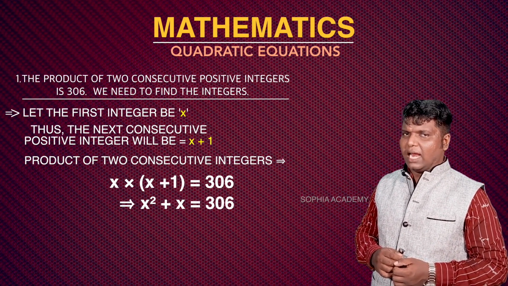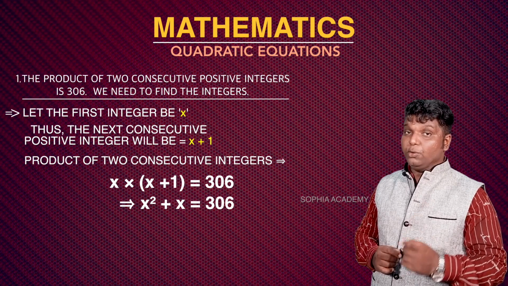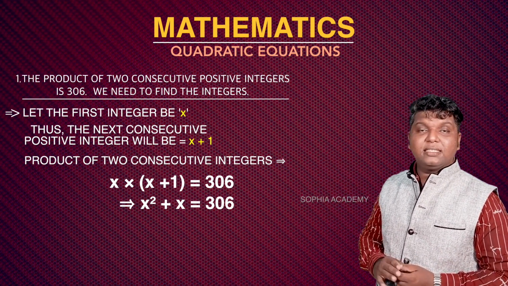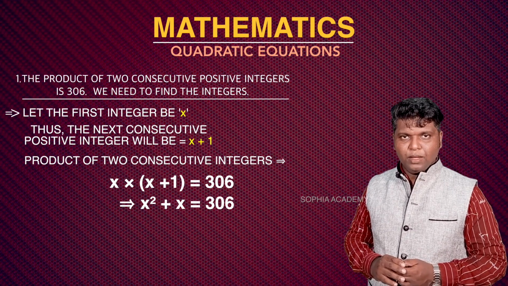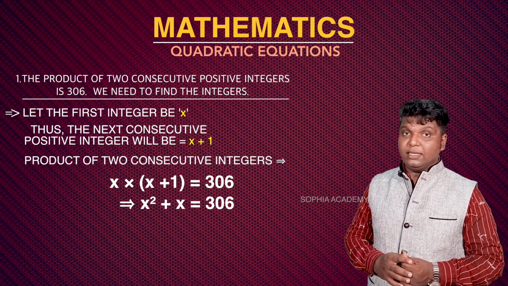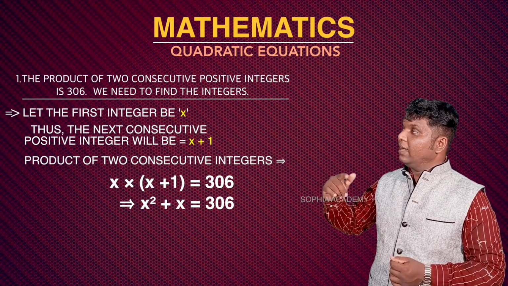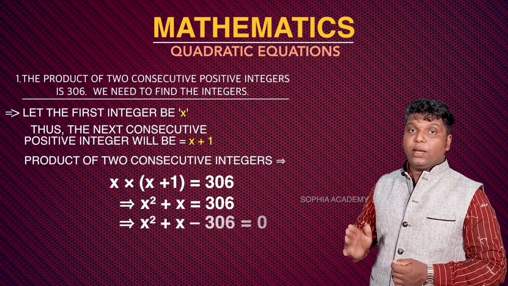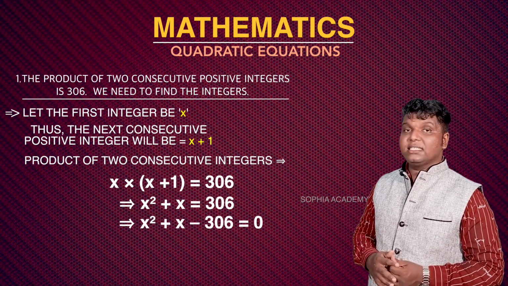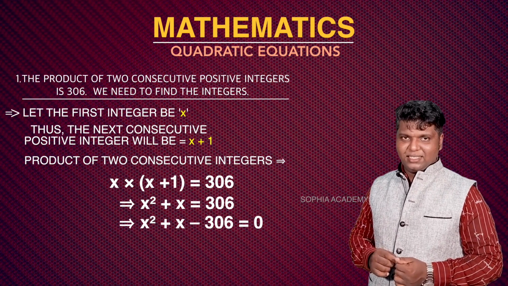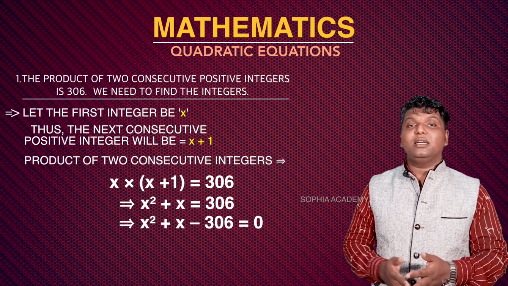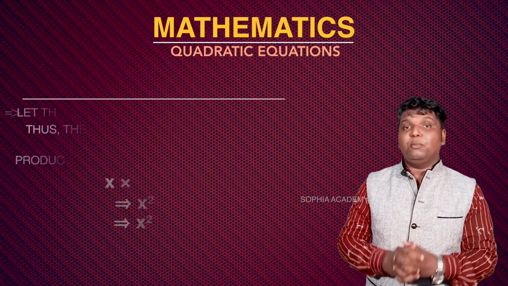But is that in the standard form? No, because I told you, in standard form, every time you must make sure that the right hand side is equal to 0. But here the right hand side is not equal to 0. So take this 306 and put it on the LHS. The equation becomes x square plus x minus 306 is equal to 0. So we got the quadratic equation. This is how we have to bring it to the quadratic equation. Okay. One more question.